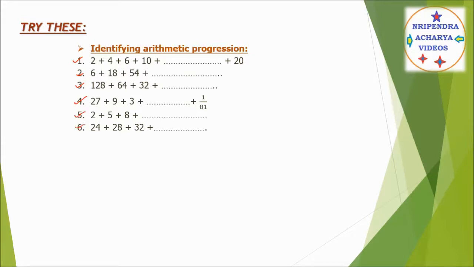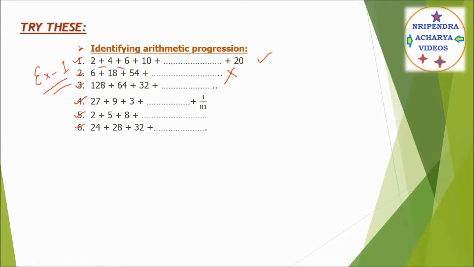And how to identify? You have to check the common difference between the terms. Here you can see the difference between the terms is 2, 2, 2, and we can easily say this is an arithmetic progression. And here, the gap is not equal or constant. It is not. You can check in a similar way, exactly as in example one.